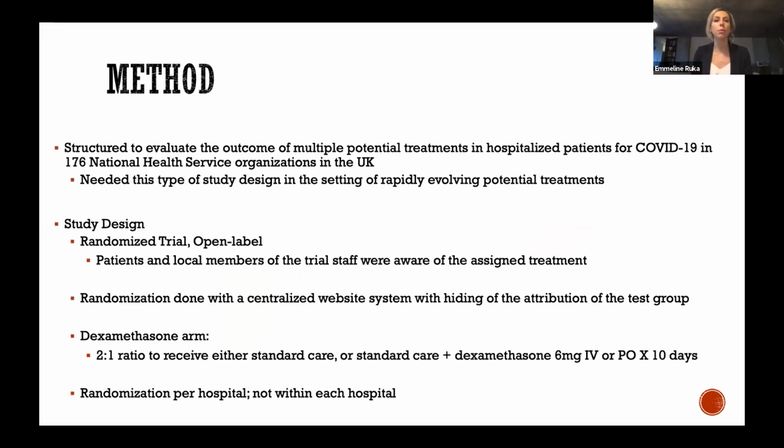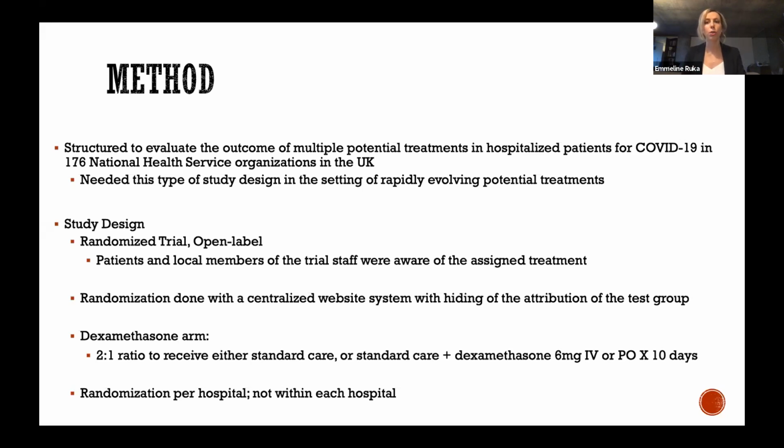So again, the study was done in the UK and included 176 hospitals. It was a randomized trial, open label, meaning that the physician and the patient knew what they were receiving, but it was blinded to the people who were analyzing the data. The randomization was done by a centralized website, and in the dexamethasone arm, it was separated in a 2-to-1 ratio, so 2 receiving the control and 1 receiving the dex.